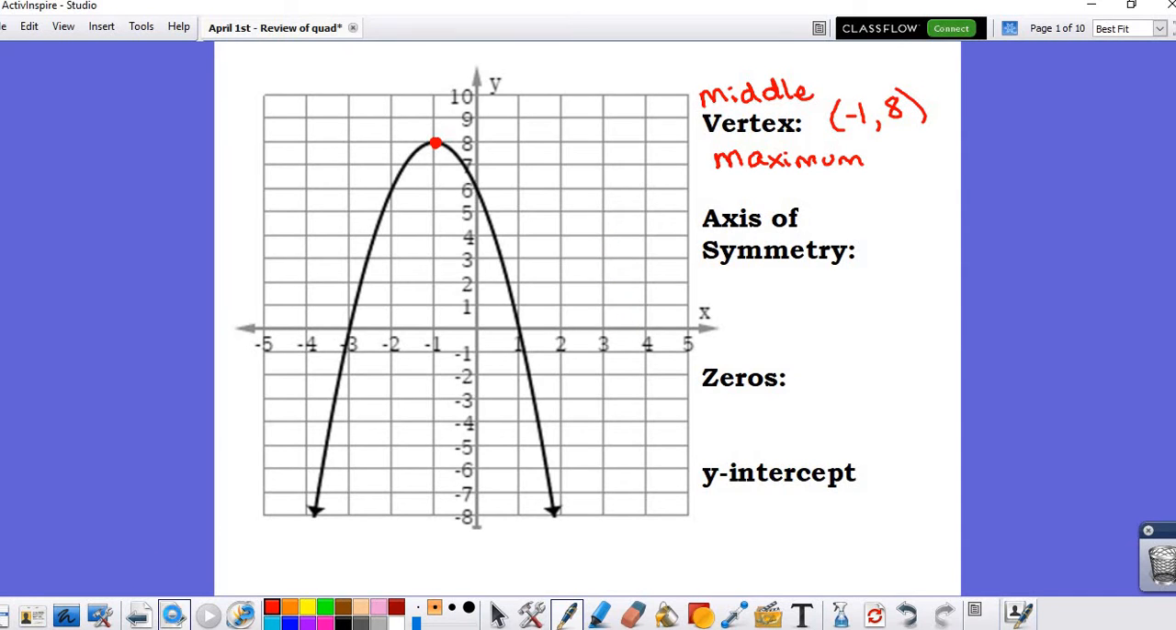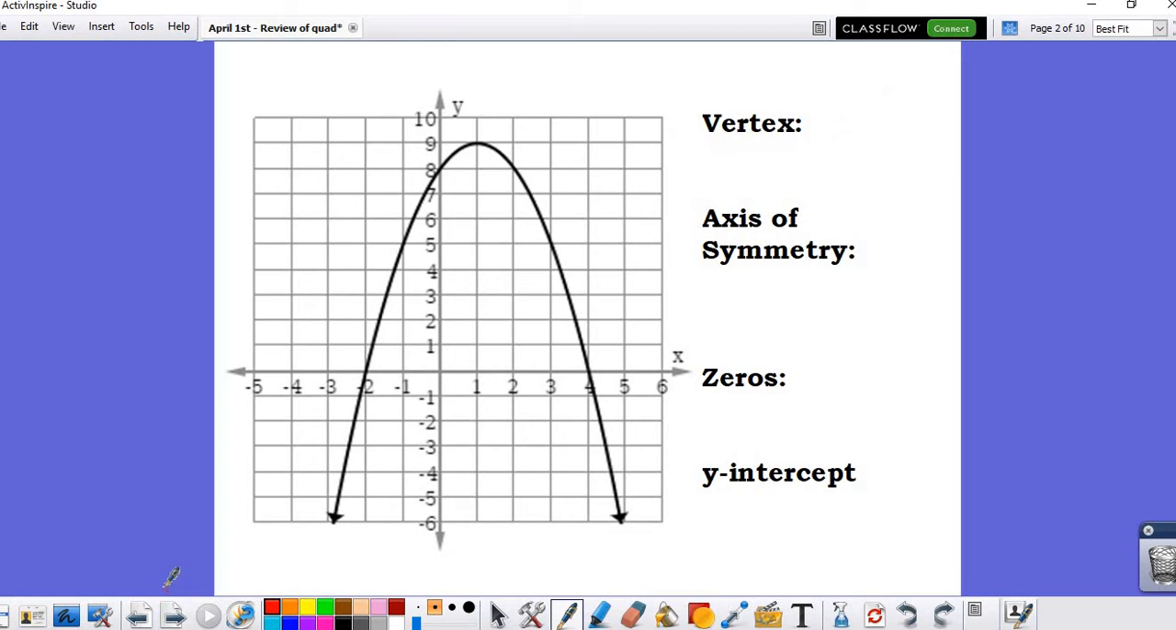All right, so you try this graph. Just what's the vertex is all I'm asking you for right now. Okay, and so the vertex, again, is your middle point, and it's right here. It's at 1, 9. And so is this vertex a minimum or a maximum? Since it's at the top of the graph, again, it would be a maximum.